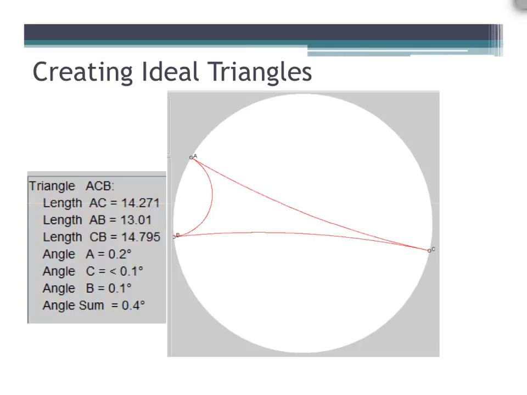When creating an ideal triangle using the non-Euclid software, we can create vertices very close to the edges of the Poincare disk. Here, we can see the angle sum measure to be very close to 0 degrees. In fact, the sum of the measures of the angles of an ideal triangle will always equal 0 degrees.